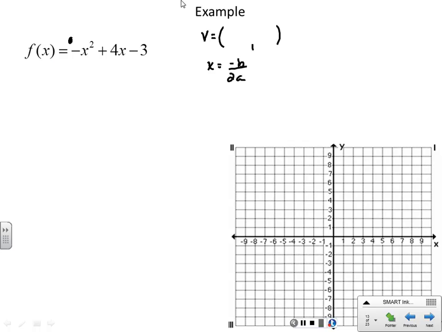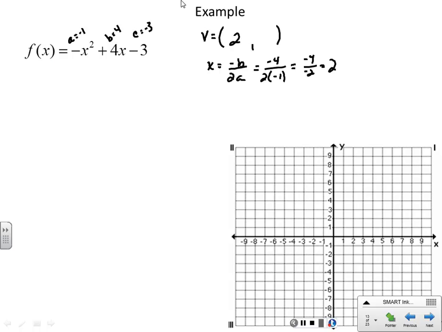So A is -1, B is 4, and C is -3. All right? So opposite of 4 is going to be -4 over 2 times A, which is -1. So we'll have -4 over -2, which is going to give us 2. There's your X coordinate for your vertex.